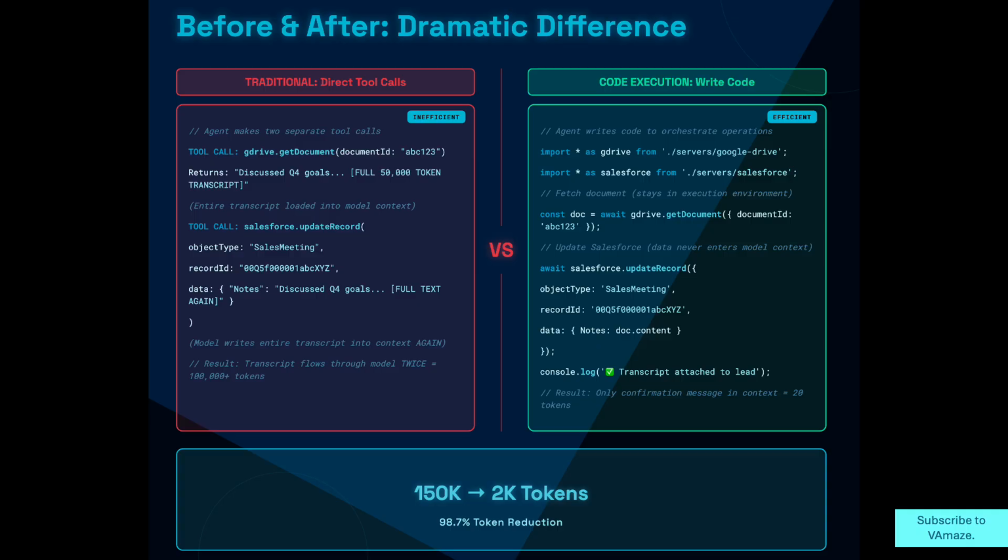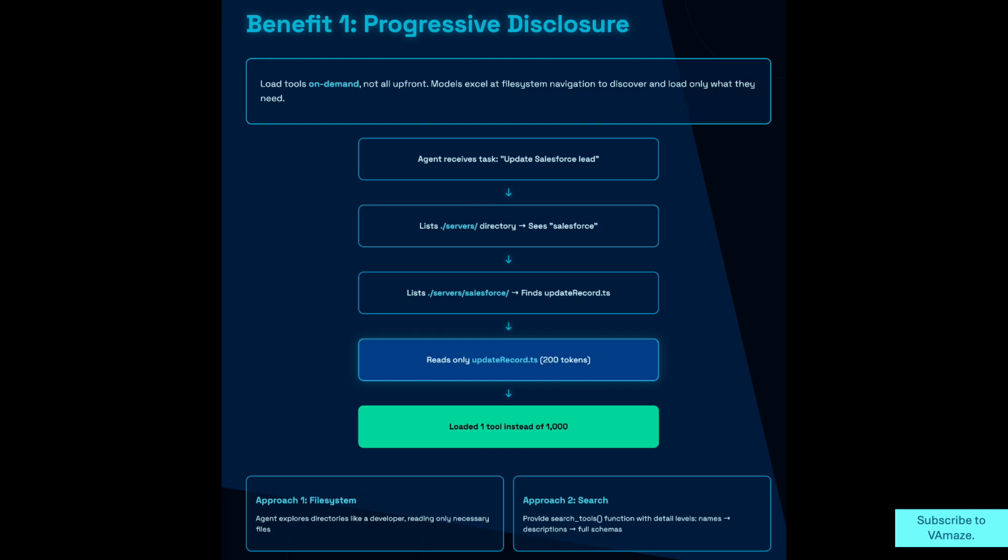It's just moving data from point A to point B. And this is just a simple 2-step operation. Imagine a complex workflow with 10 or 20 steps, each passing large amounts of data through the model. The token usage balloons quickly. Progressive disclosure. Let me dig deeper into each of these benefits, starting with progressive disclosure.